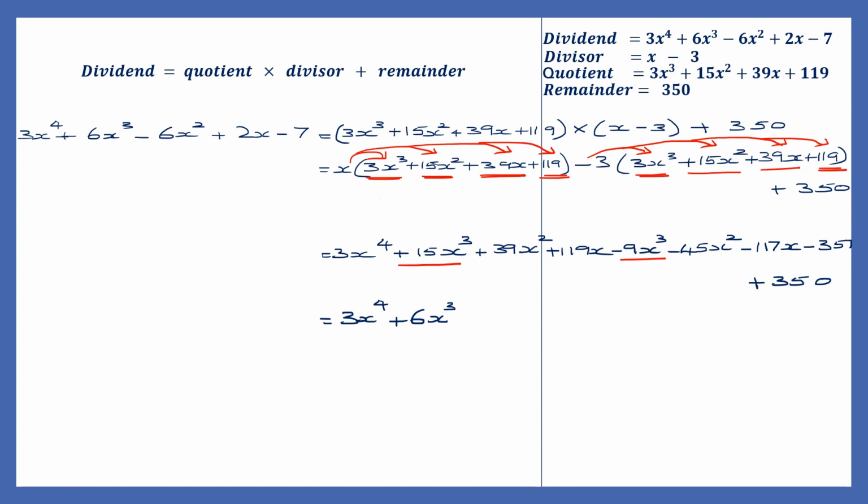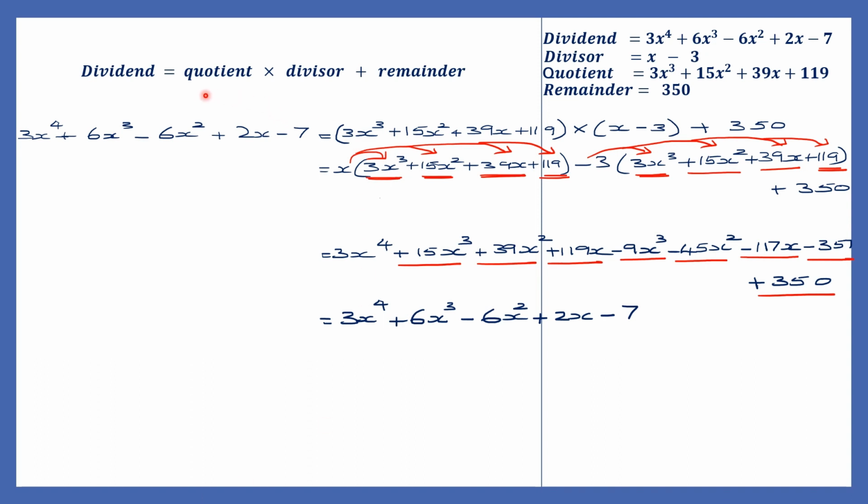Then let's take plus 39x square and minus 45x square. Sign of the bigger number is minus. 45 minus 39 is 6. So that is minus 6x square. Then we have plus 119x and minus 117x. So 119 minus 117 is 2. So that is plus 2x. And then what do we have? We have the numbers minus 357 plus 350. Sign of the bigger number is minus, and when you subtract, you get 7.